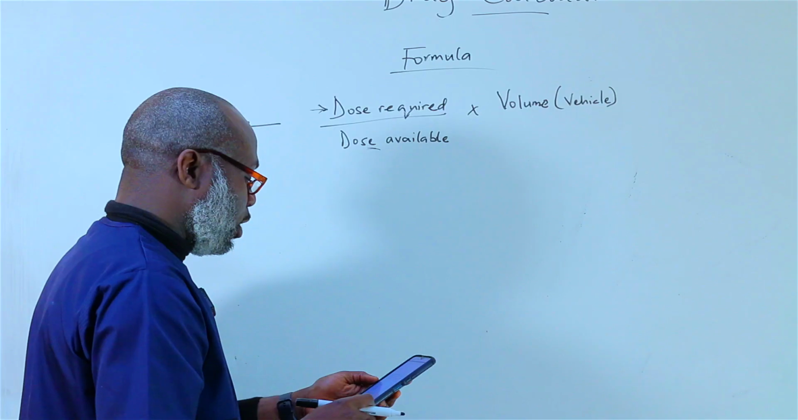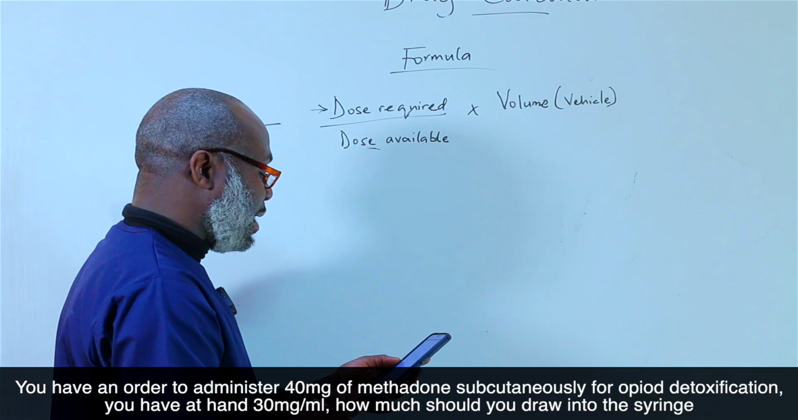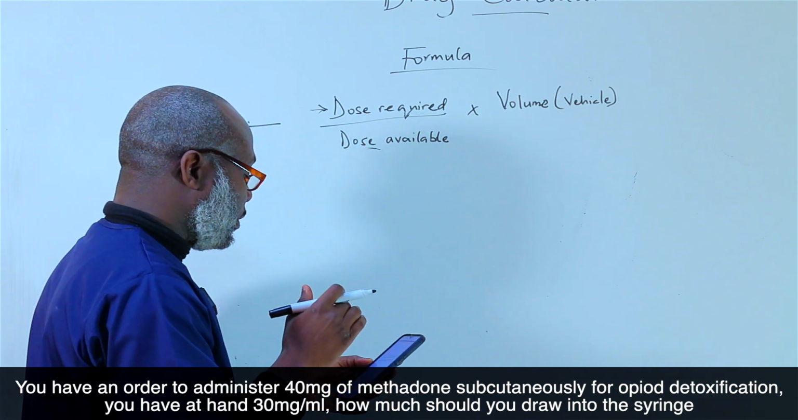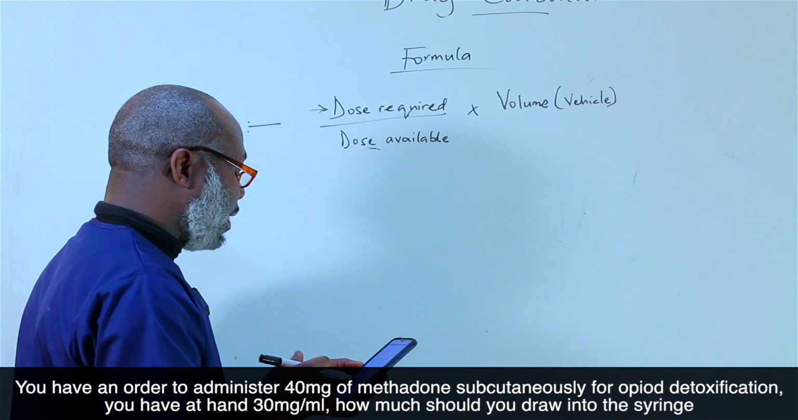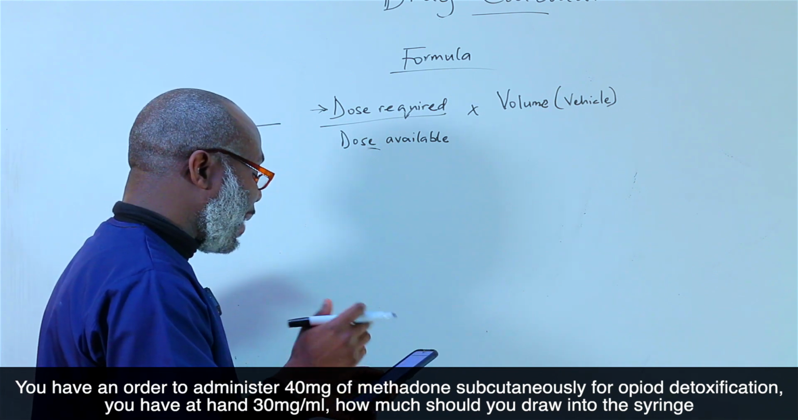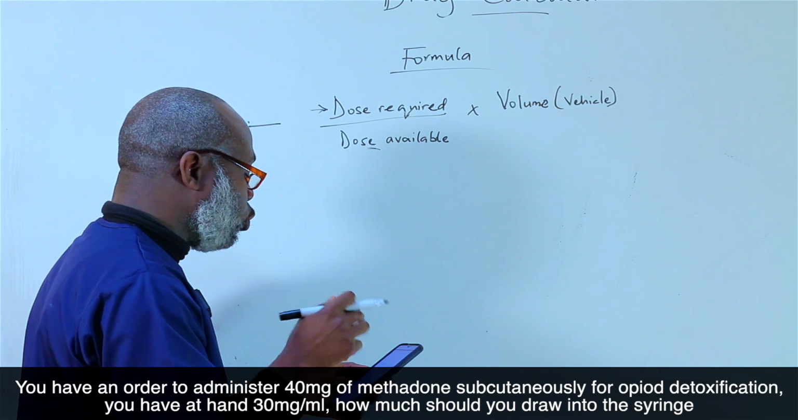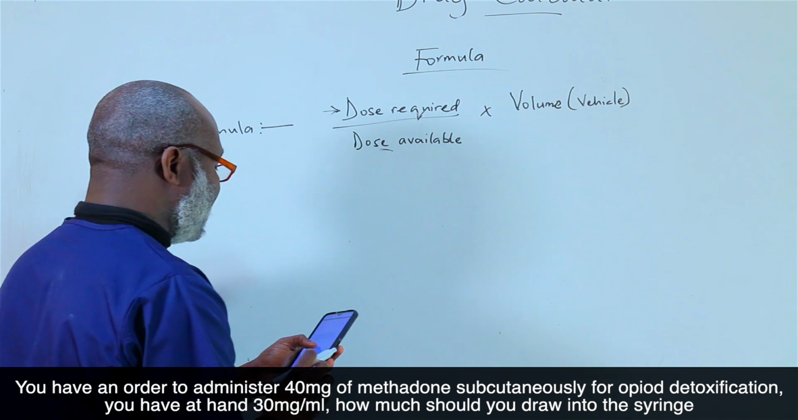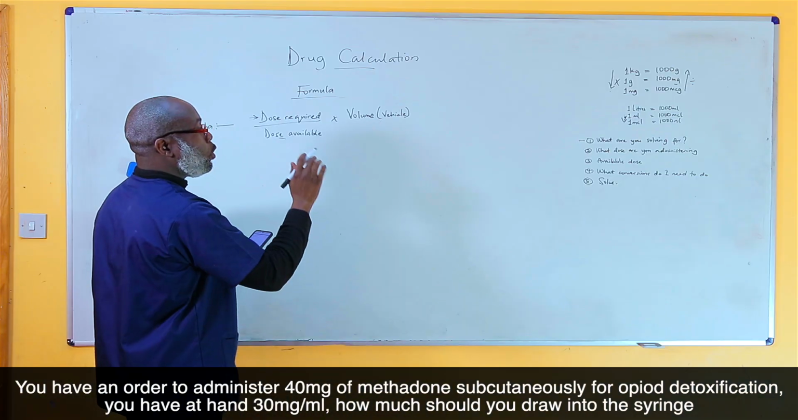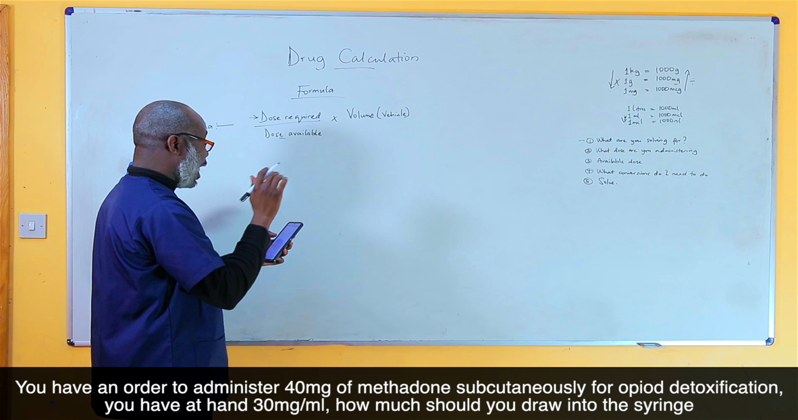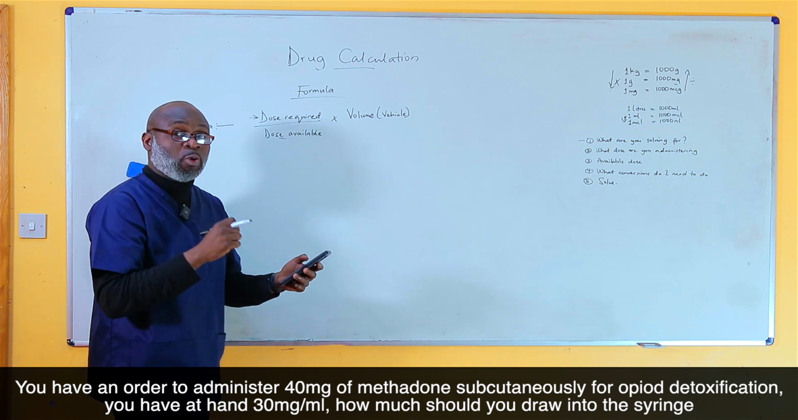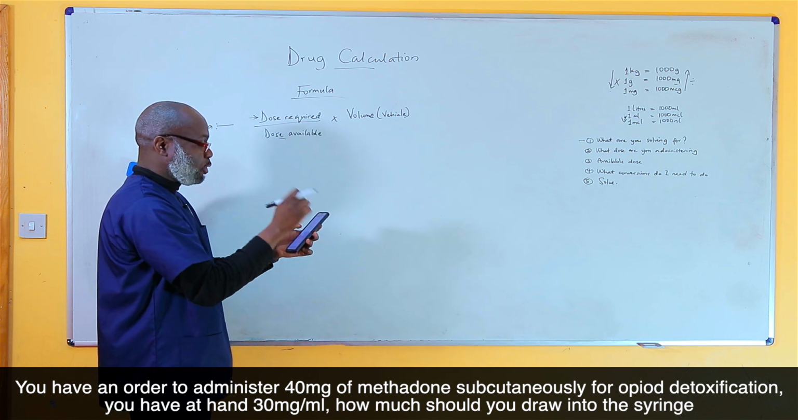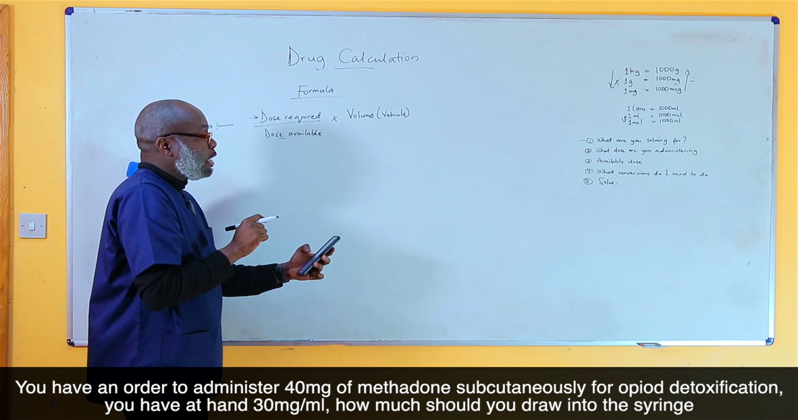Then the next one: you have an order to administer 40 milligrams of methadone subcutaneously for opioid detoxification. You have at hand 30 milligrams per mL. How much should you draw into the syringe? So what are you solving for there? You're solving for the volume of the liquid that you're going to draw into the syringe.